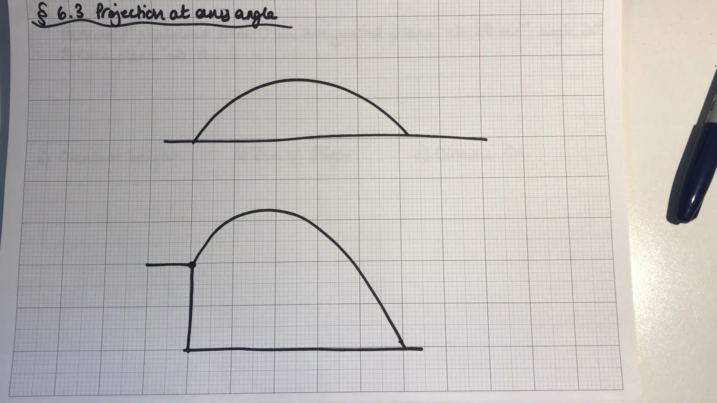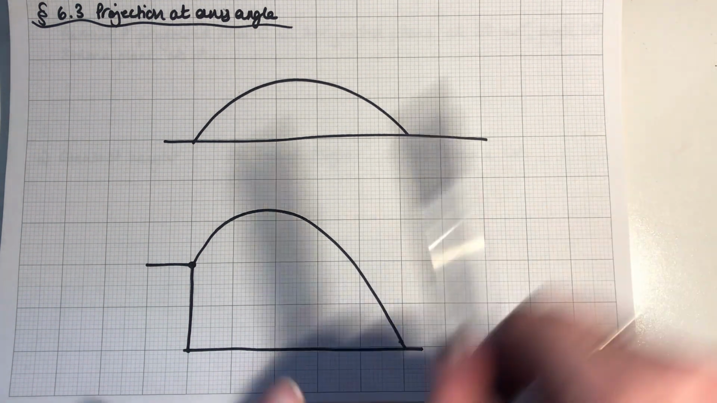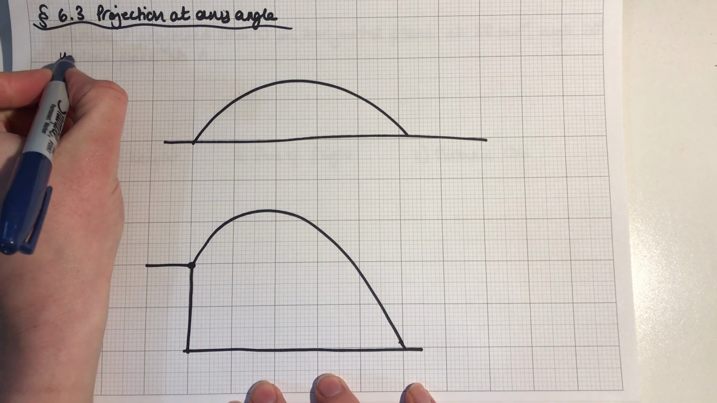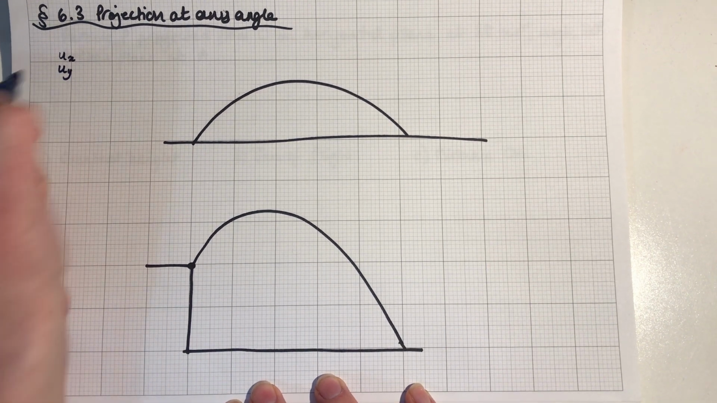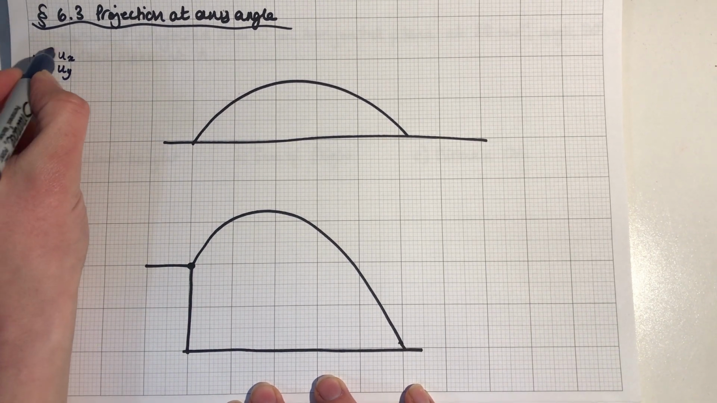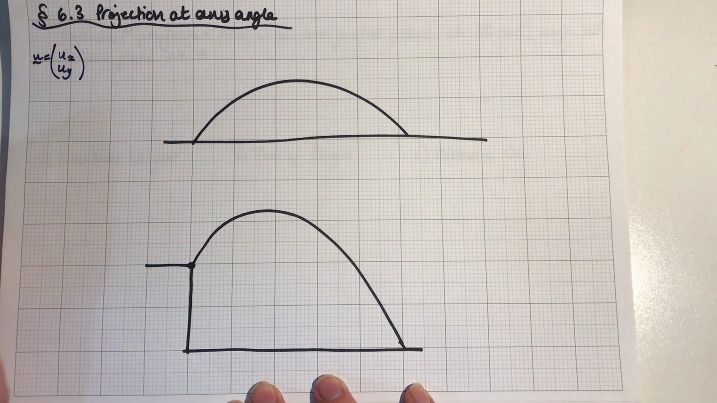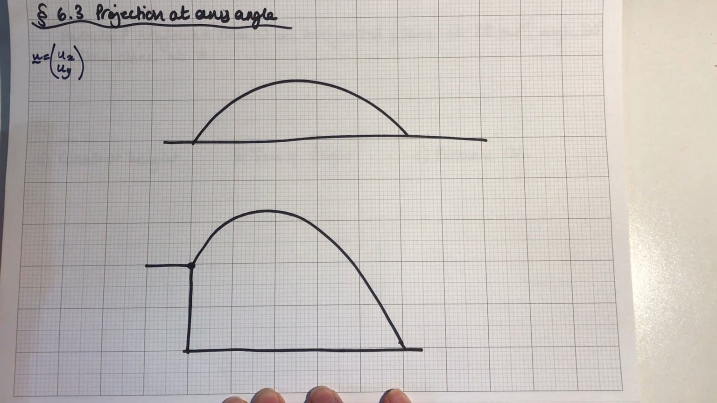Hello. Today we're going to look at section 6.3, which is projection at any angle. In the last video we looked at how to deal with horizontal and vertical components of a projection, and we looked at the concept of ux and uy for the horizontal and vertical components of the initial velocity. We're going to take that a bit further now and apply it to solving more complicated questions and analysing any kind of projectile really.